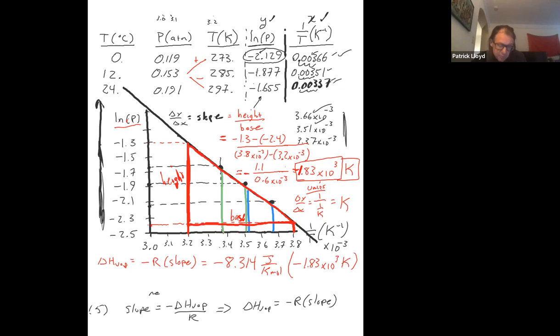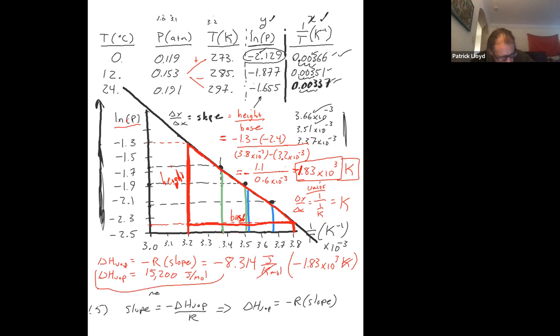So what happens when you multiply a negative times a negative? You get a positive, right? So if you multiply 8.314 times 1.83 times 10 to the 3, you get 15,200. The kelvins cancel and you're left with joules per mole. Okay, it should be positive. Heats of vaporization are generally positive.